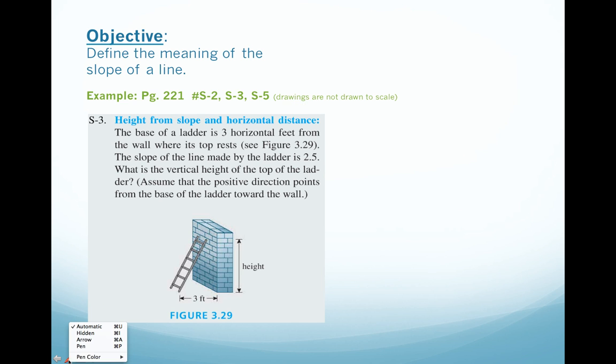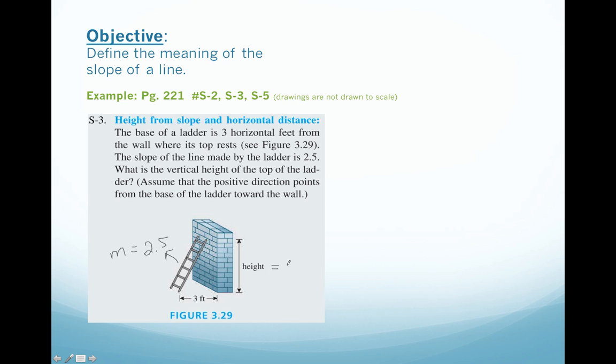In this next example, we are going to also use the relationship of the slope, but this time we're going to calculate the height of the wall, which is missing. So we want to know, if the ladder is still 3 feet away from the wall, and we know that the slope that's being created by the ladder is 2.5, how can we use that piece of information to figure out what the height of the wall is?